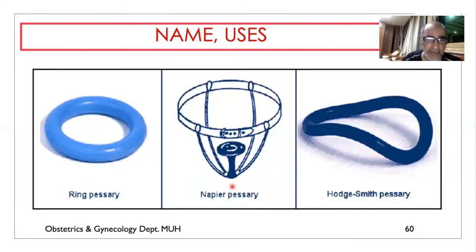These are pessaries. This ring pessary is the most commonly used pessary for management of pelvic organ prolapse in cases not suitable for surgical repair, such as pregnant ladies or patients unfit for surgery. This is another pessary, which is usually used for treatment of chronic uterine inversion in patients refusing surgery or unfit for surgery. And this Hodge-Smith pessary is used for correction of RVF with prolapse.